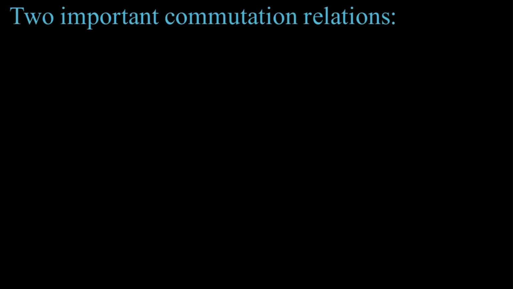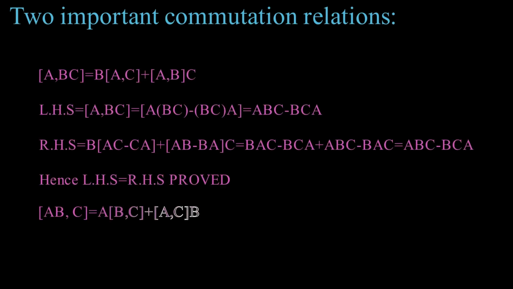Now we'll discuss two important commutation relations. The first commutation relation is the commutator of A with BC is equal to B multiplied with the commutator of A with C plus the commutator of A with B multiplied by C. And the second commutation relation is the commutator of AB with C is equal to A multiplied with the commutator of B with C plus the commutator of A with C multiplied with B.